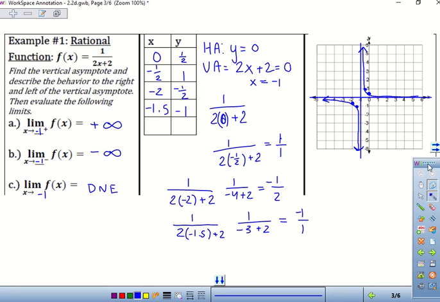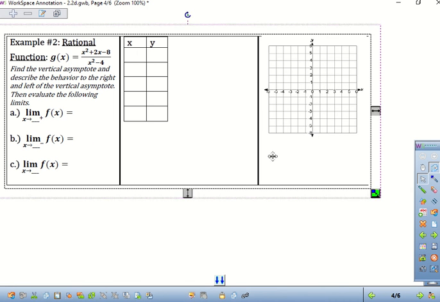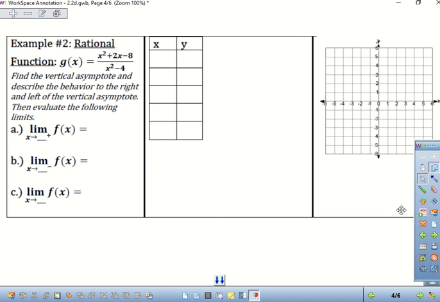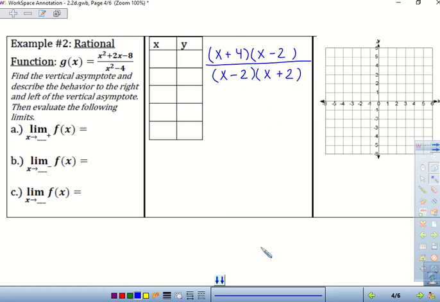Okay. Next one. So in this case, is there anything we can factor in this one? Yeah, we can factor the numerator and denominator, right? What is that numerator going to factor into? X, negative 4, 2. You're close. Positive 4 and negative 2. And then what about the denominator? Difference of squares. Plus 2 minus 2. Good. Plus 2 minus 2.